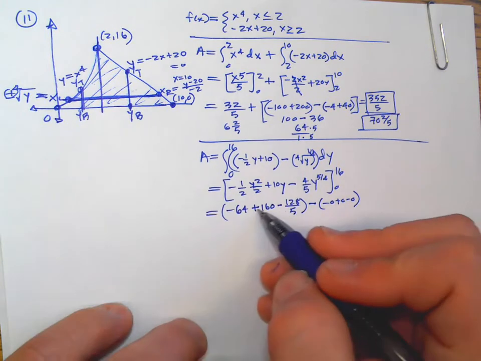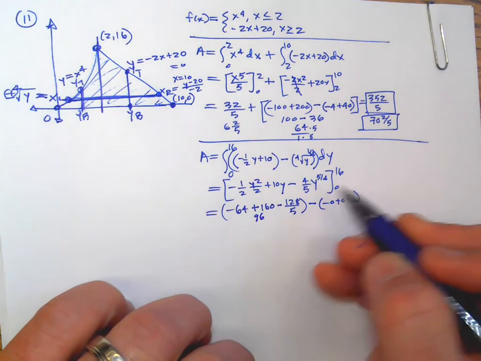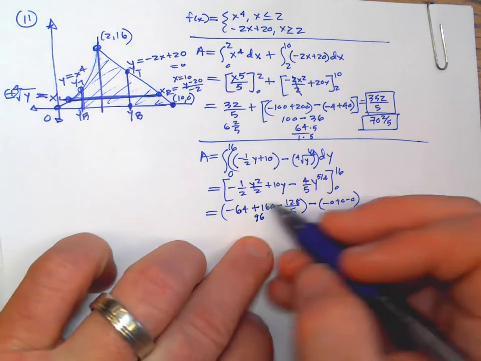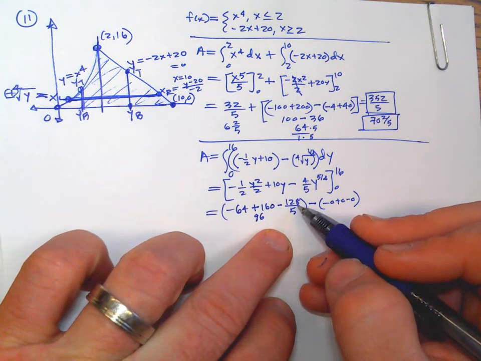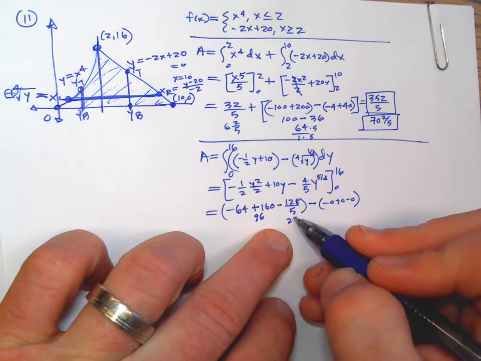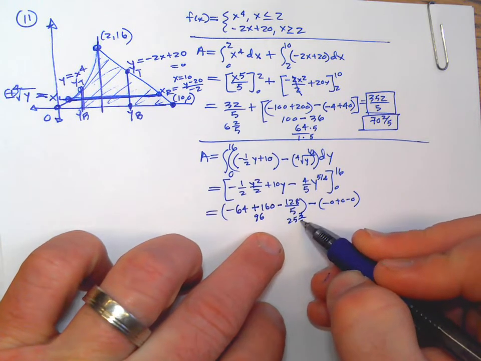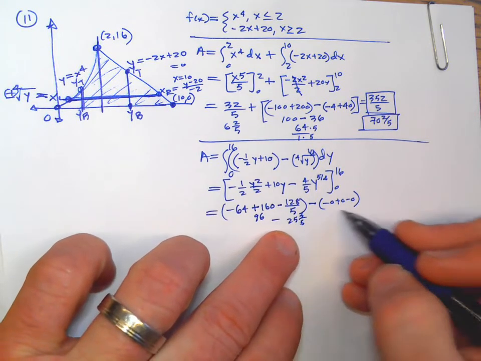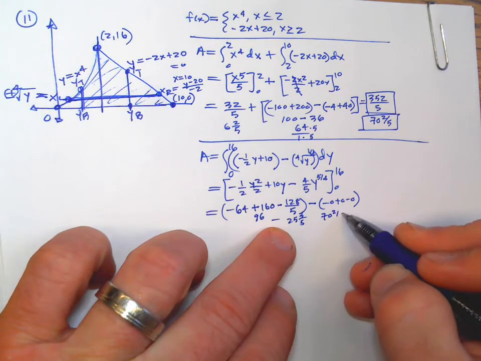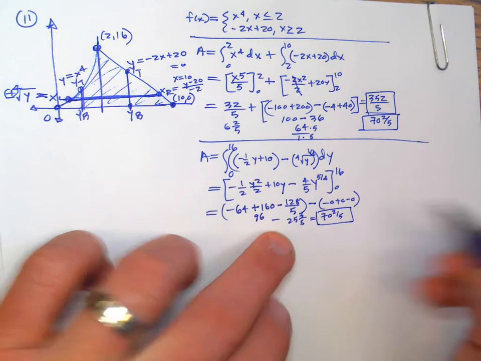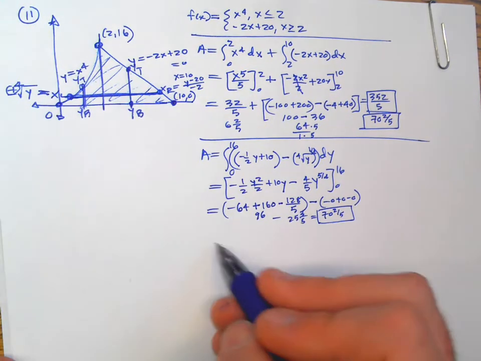So this is going to be 96. And this is 25 3/5. So that would give you 70 2/5. Same answer. Okay, so either way.